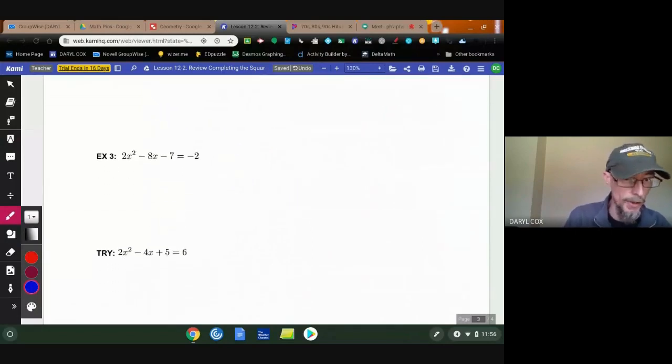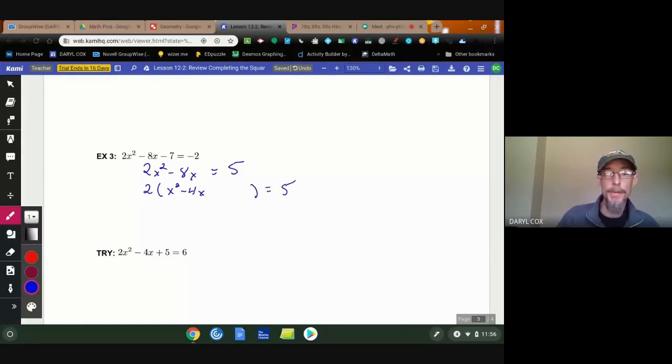This time I need to start off the same way. So 2x squared minus 8x equals, add 7 to both sides. So that gives me a 5. But this time I don't have a leading coefficient of 1. So I need to factor the 2 out on just this side. I'm going to leave a little space here. Okay, so all I did is factor out 2 from the x squared and the 8x.